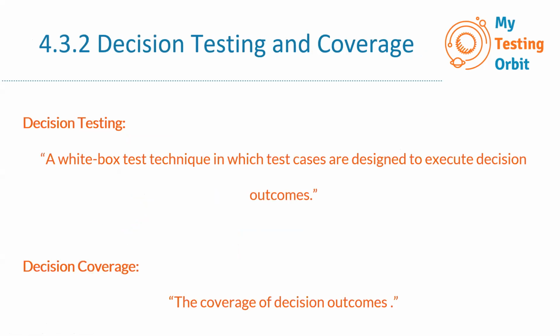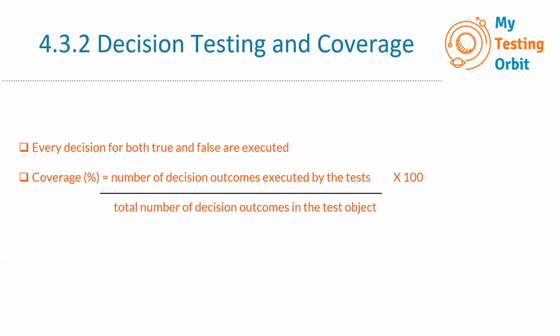Okay, as we are done with the definition, now let's understand it in terms of the same example which we did for statement testing. Before that, let's just go through the formula as well. Every decision for both true and false is executed. This is something which we already covered, that yes, both true and false outcomes are tested. And the coverage is measured in terms of percentage. The formula is the number of decision outcomes executed by the test divided by the total number of decision outcomes in the test object.